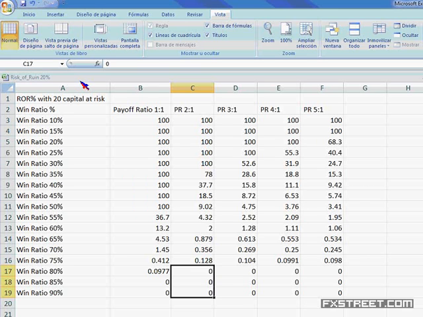If you're 1-to-1, you have to be a minimum 55% or better to not be mathematically sure you're going to blow up your account. You get to 2-to-1, you have to be at least 45% accurate or better, and if you want to have a 0% chance of blowing up your account, you have to be 80% accurate, risking 20% of your capital per trade.